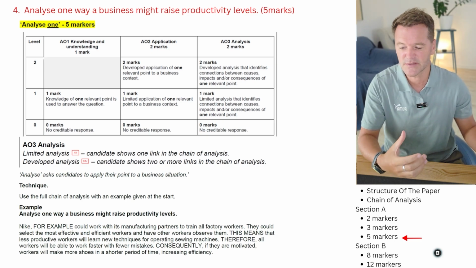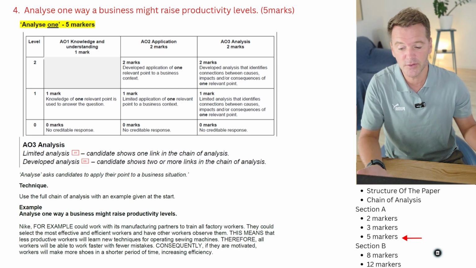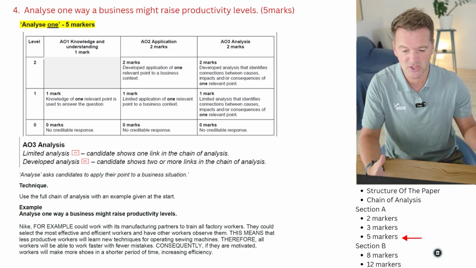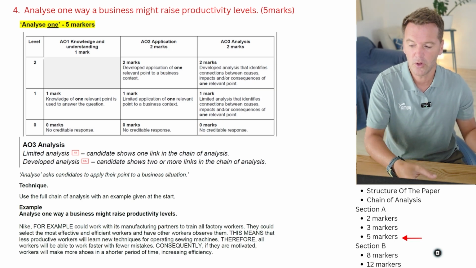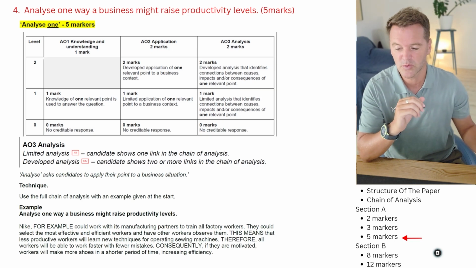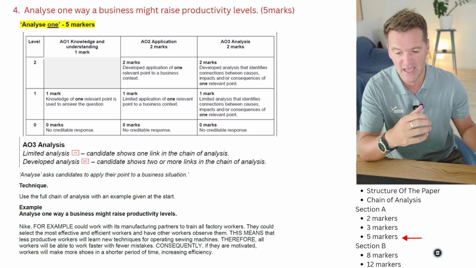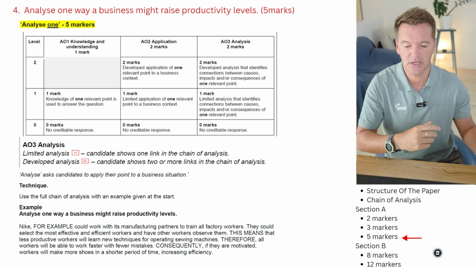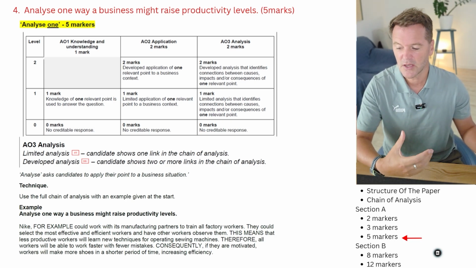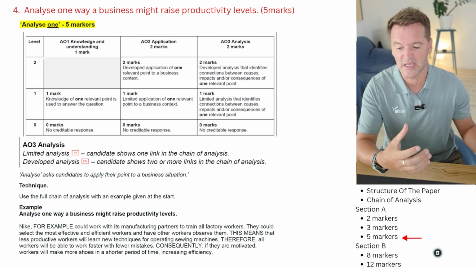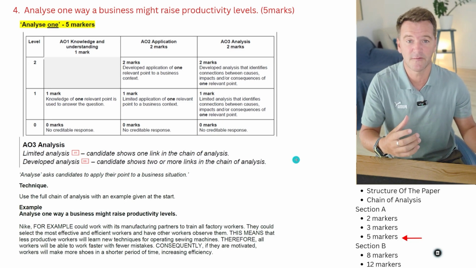This means that less productive workers will learn new techniques for operating sewing machines. Therefore, all workers will be able to work faster with fewer mistakes. Consequently, if they are motivated, workers will make more shoes in a shorter period of time, increasing efficiency.